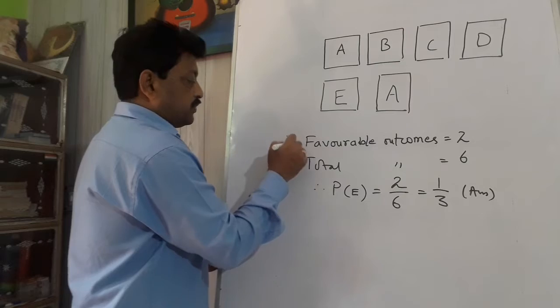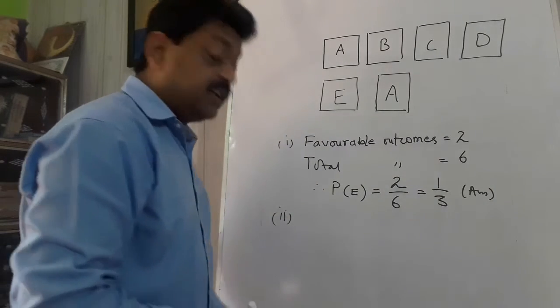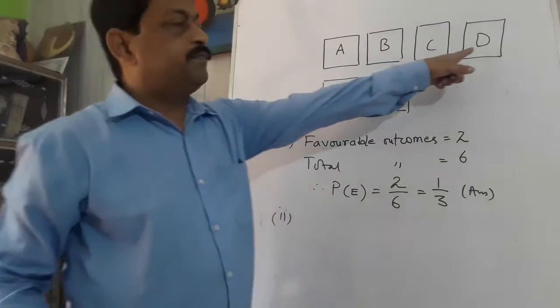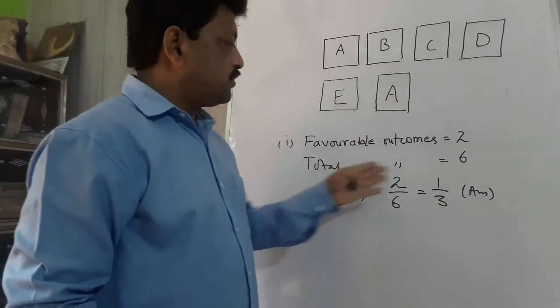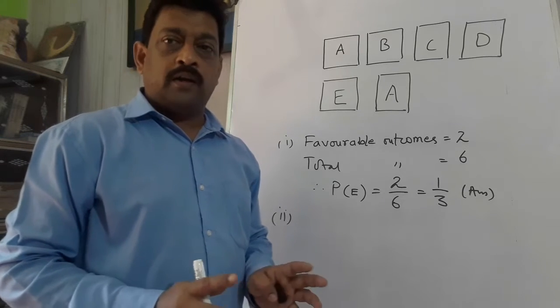This was the first question. The second one, what is the probability of getting D? So there is only one D, and total outcomes equals 6. Therefore, probability of getting D is 1 upon 6.